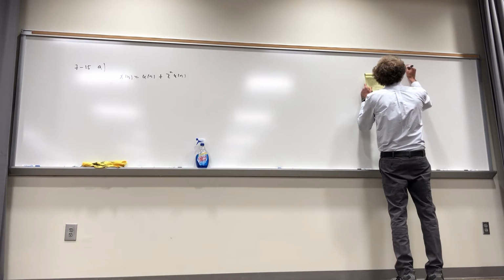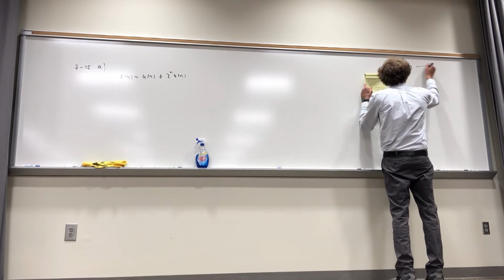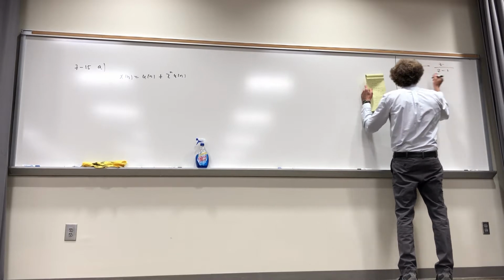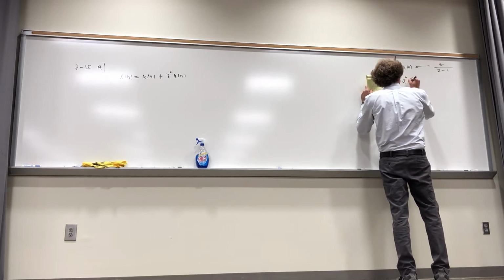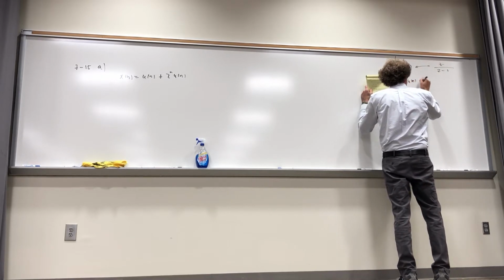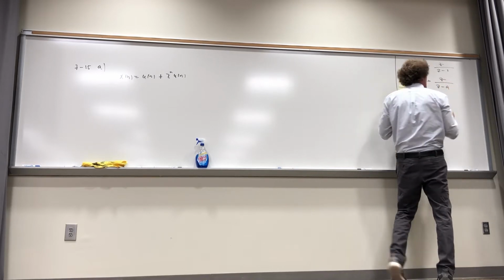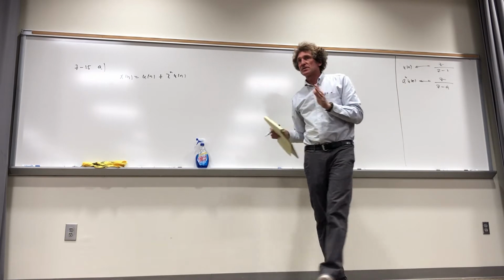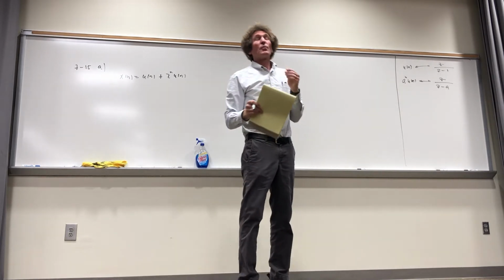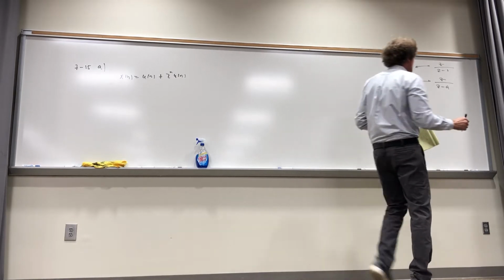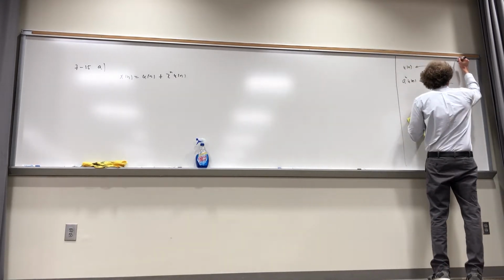You should know, if you have u of n, that goes to just z over z minus 1. If you have a to the n, u of n, that goes to simply z over z minus a. Now, the one thing you need to add anytime you do a Z transform is the region of convergence. And I'll put that over here.